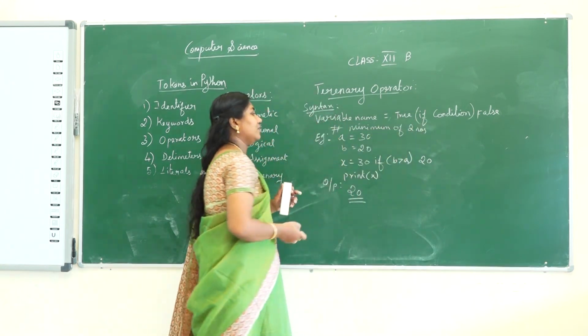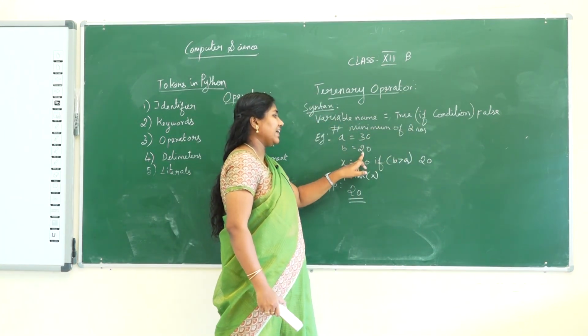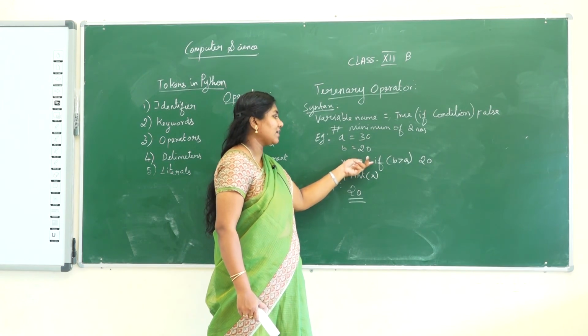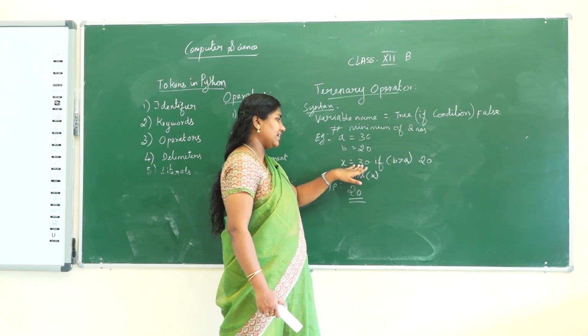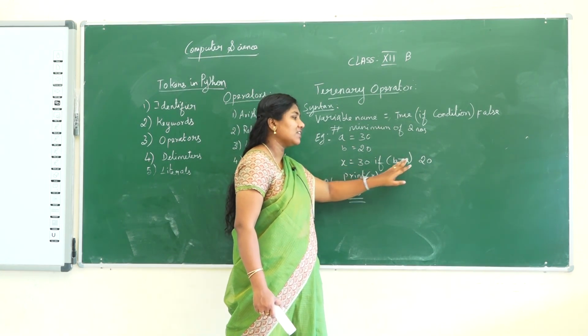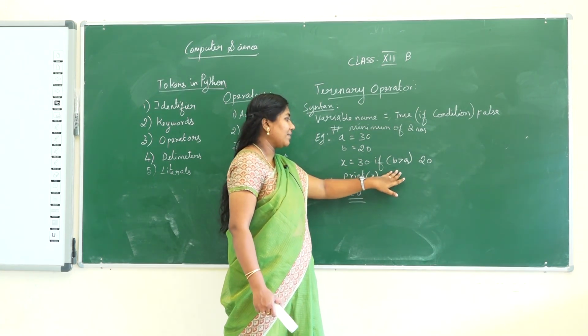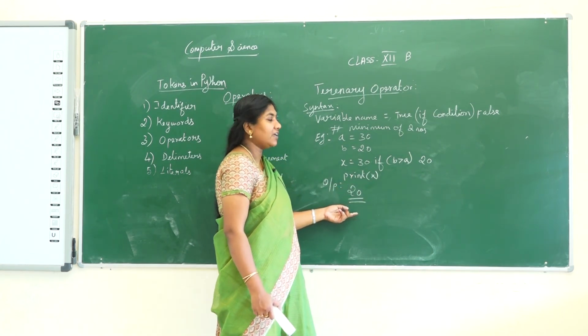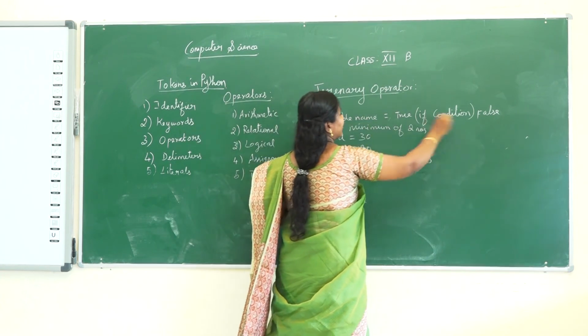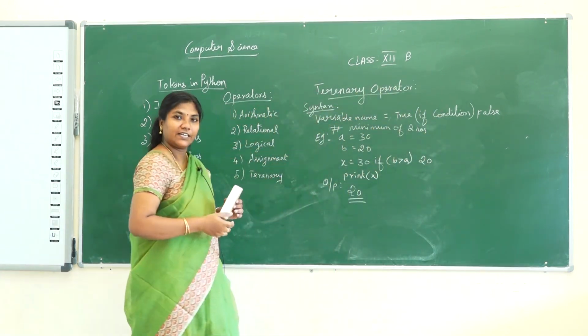This is the command line. Okay, so I am having a is equal to 30 and b is equal to 30. This is the true part, if condition, and false part. If the condition is true, 30 will be displayed. If the condition is false, 20 will be displayed. Here I am having the condition as false, so the value 20 will be displayed. Okay, so it is given in a single line. This is the syntax for the ternary operator.